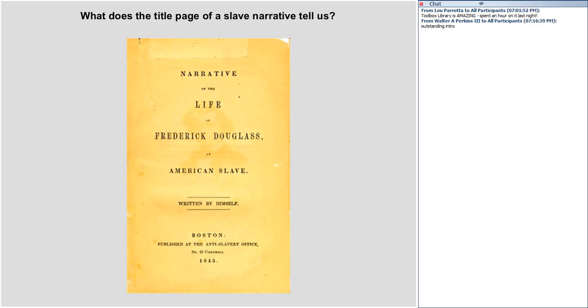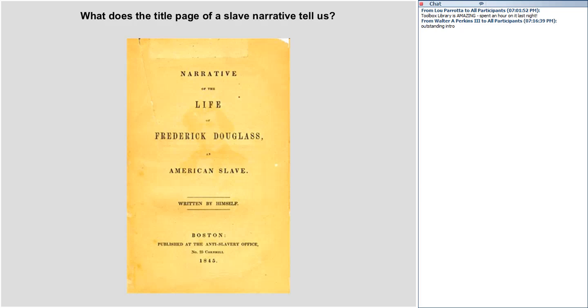So here we have a title that says written by himself. I think that written by himself not only means it's by Frederick Douglass, it also implies a certain kind of independence, written by himself, not with somebody else, but by himself alone. And so it's a statement of literary independence as well as a statement of literary agency.